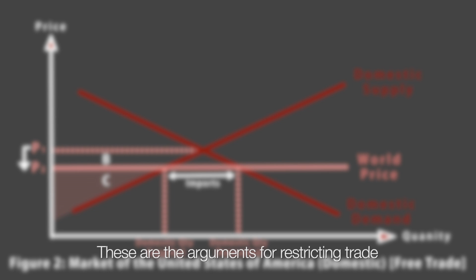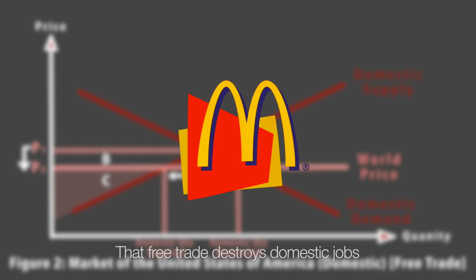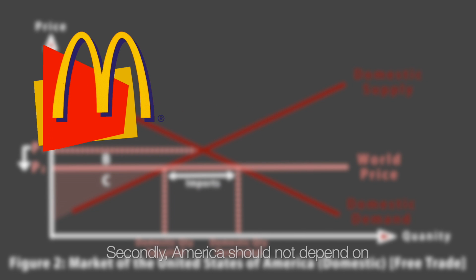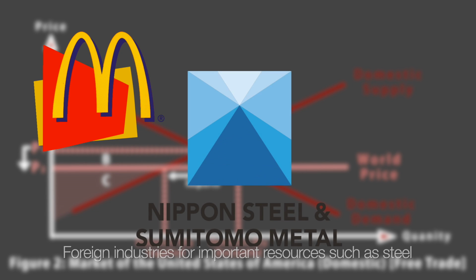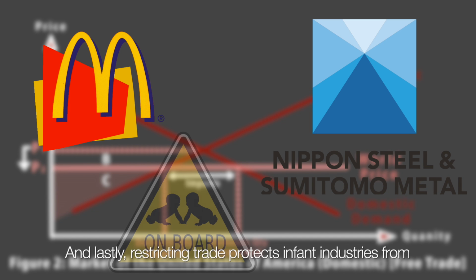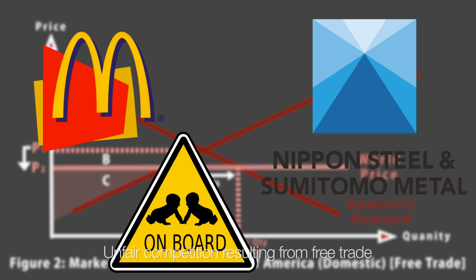These are the arguments for restricting trade. Firstly, the jobs argument, that free trade destroys domestic jobs. But it should also be noted that free trade creates jobs and increases consumer surplus. Secondly, America should not depend on foreign industries for important resources such as steel. And lastly, restricting trade protects infant industries from unfair competition resulting from free trade.